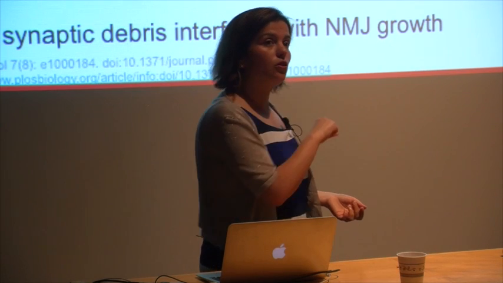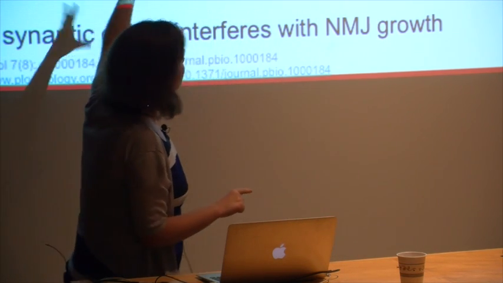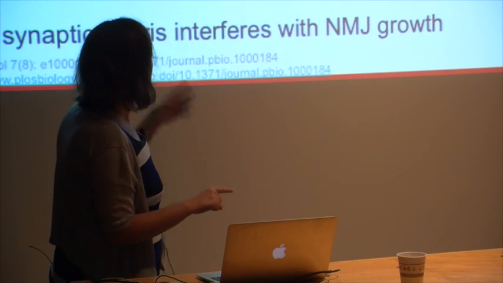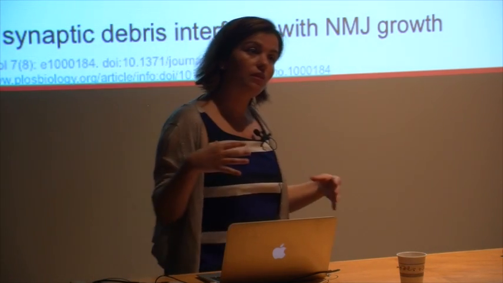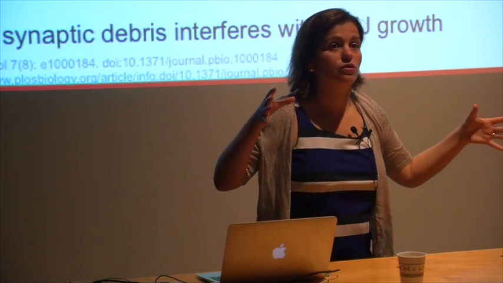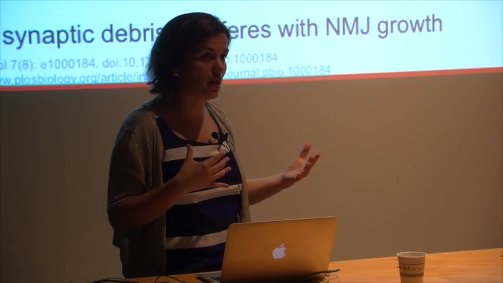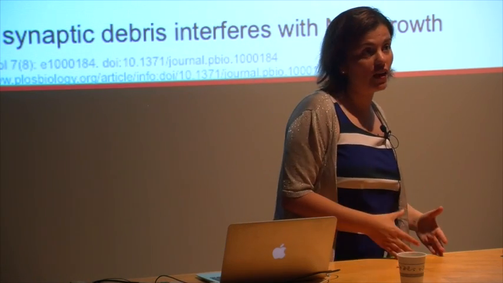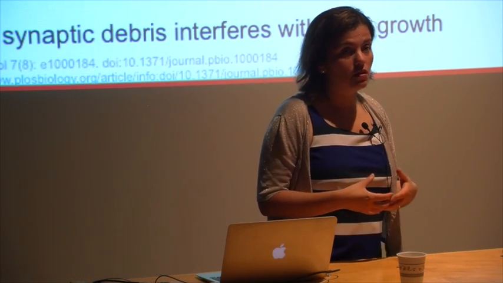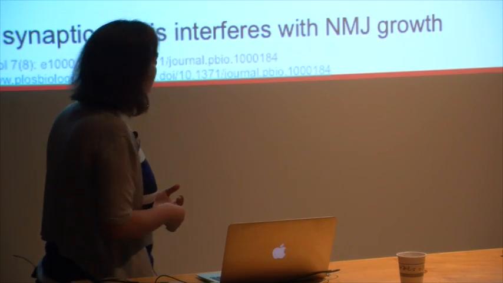So that told me two things. One, Draper was responsible for the elimination of this. And second, the clearance of that material was important for the growth of those connections. So if you don't have that machinery that is cleaning up the synapses, you could also affect the number of new connections that you can make in these circuits.